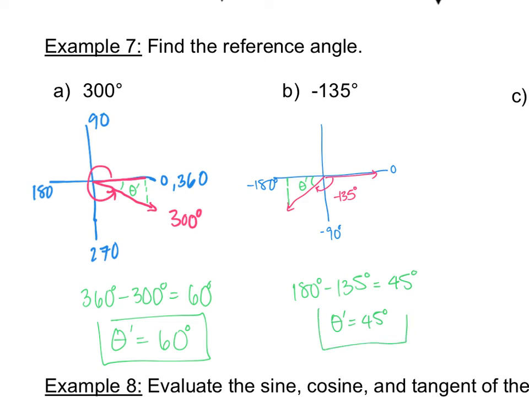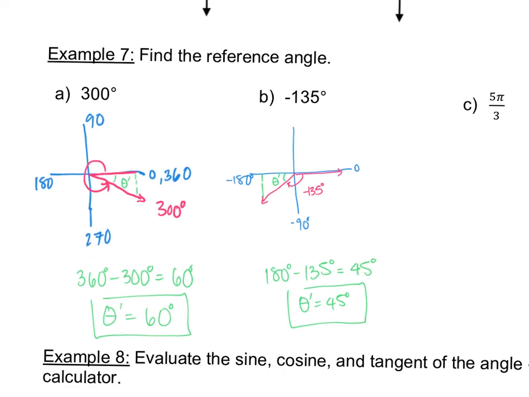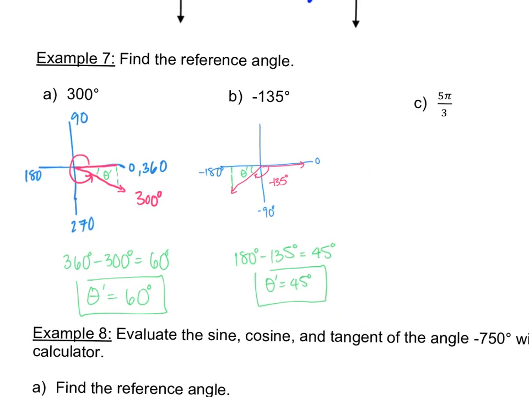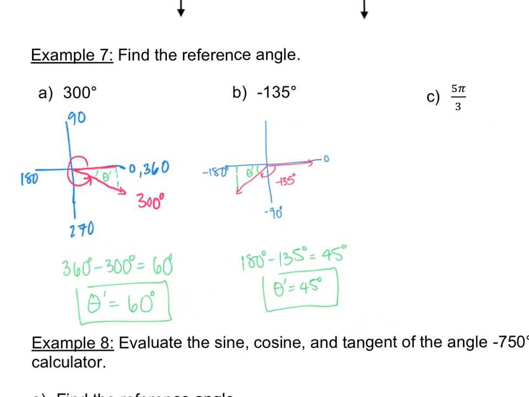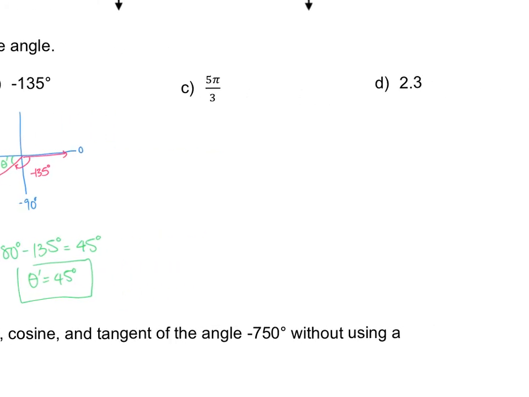And notice that I've been writing the reference angles as positive values, because the reference angle is always asking what is the angle, or the distance angle, that's between the terminal side and the horizontal line, or the horizontal axis.